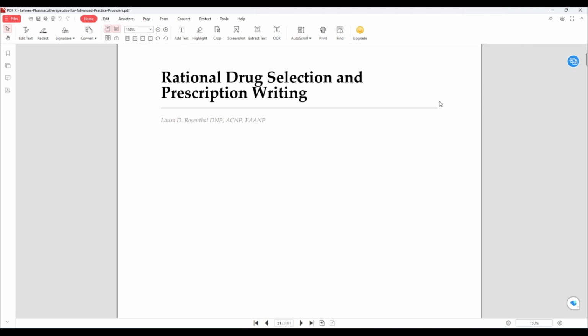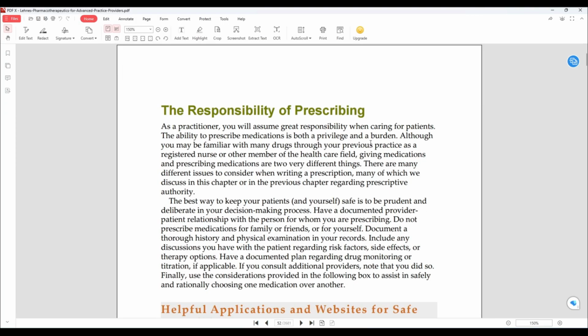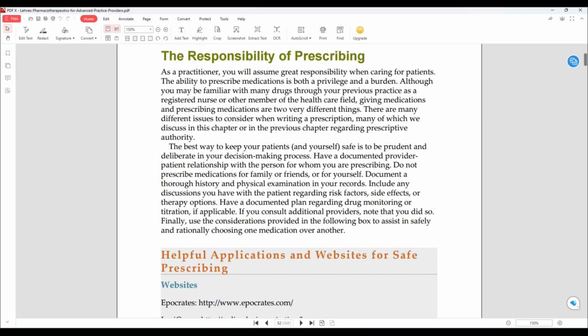Alright, so we'll jump right in. Rational drug selection and prescription writing. So, the responsibility of prescribing. As a practitioner, you will assume great responsibility when caring for patients. The ability to prescribe medications is both a privilege and a burden.